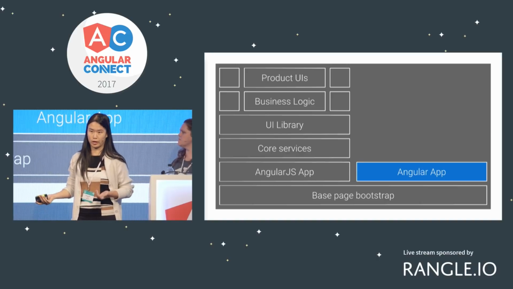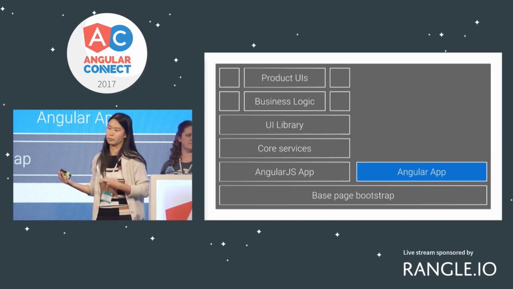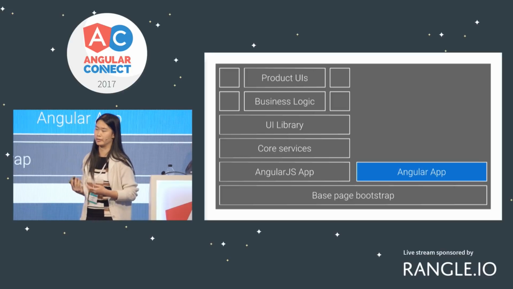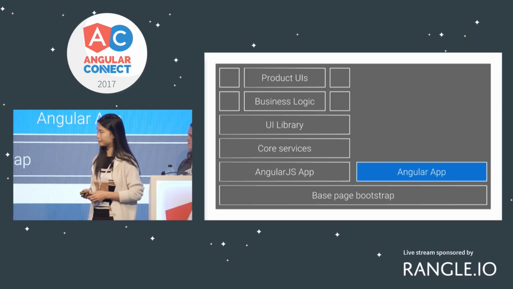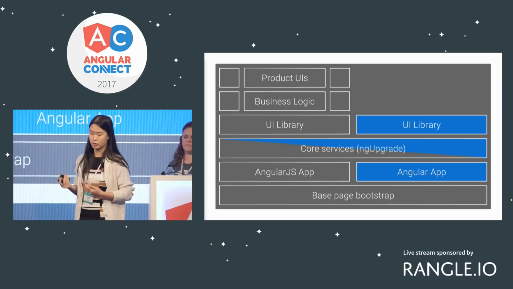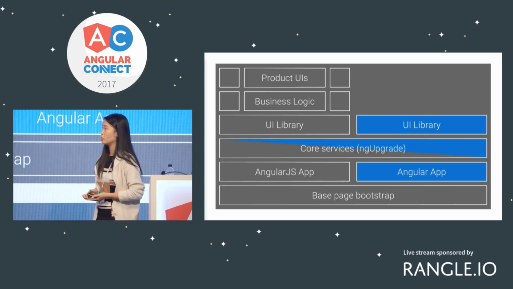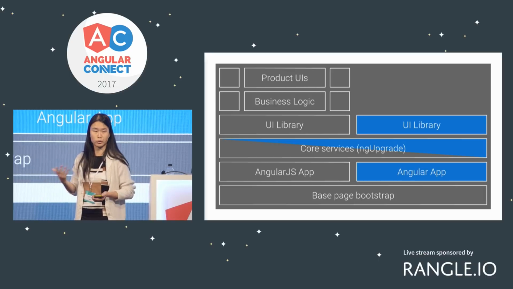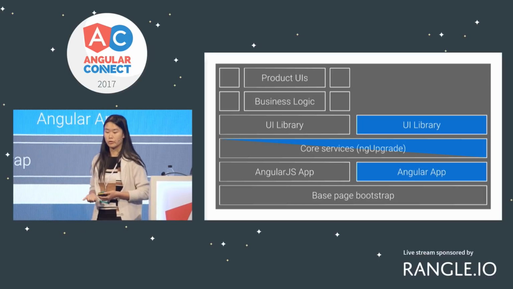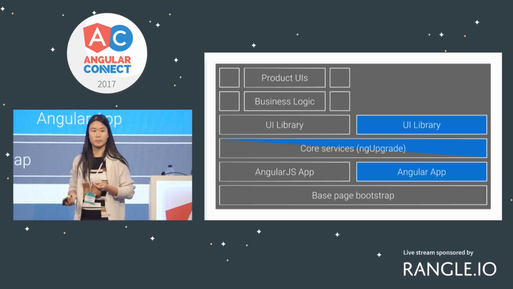So the first stage is interop, and this is just getting an Angular app working alongside an AngularJS app. The key pieces of this are what you would think: Bootstrap and routing. After that, we can do what we call our core migration, which is to migrate our core services or use ng-upgrade, and to migrate our UI library. And we'll talk about each of these pieces separately.